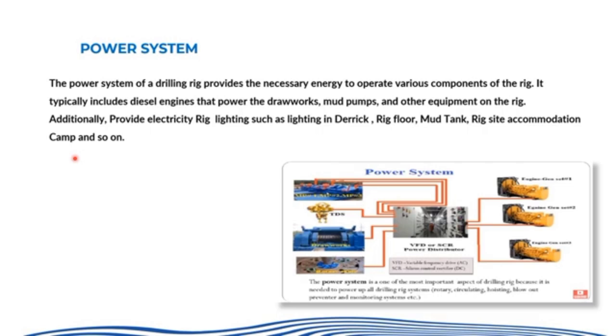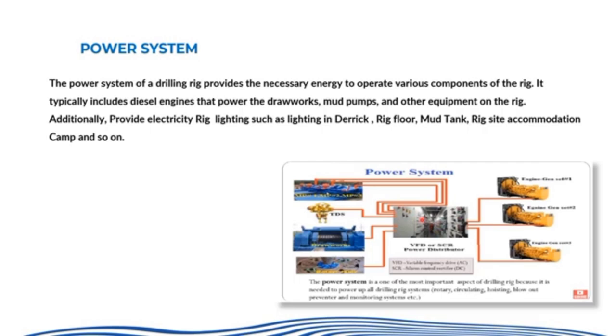So the electrical energy is given to all the equipment on the rig, so we need a power system at the rig site. Here we are seeing the engine generator sets. In this picture we have three engine generator sets, and it's showing that the electrical energy is being provided through the distribution system.